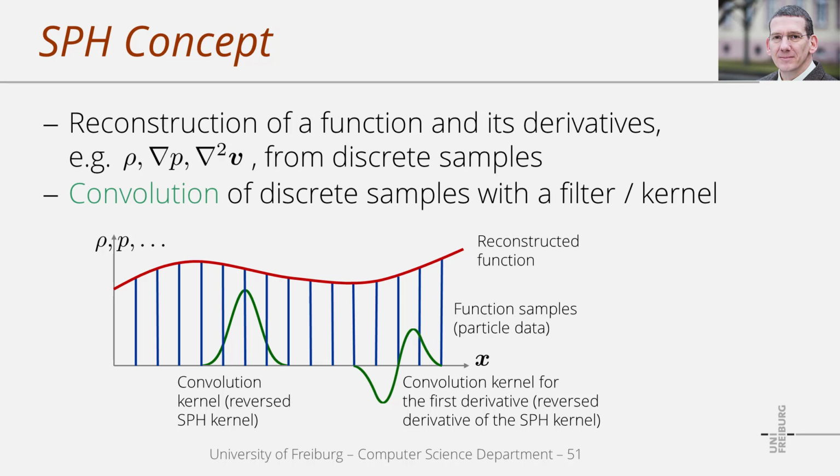So when we take the Gaussian function, slide it over all positions and compute a weighted average of the samples at each position where the weight is given by the Gaussian, then we get the reconstructed function shown in red. Now interestingly, the convolution can also be performed with derivatives of the Gaussian, where we would get a derivative of the function. So if the blue samples represent pressure values and we compute the convolution with the first derivative of the Gaussian, also shown in green in the illustration, then we get the first derivative of the pressure, which is the pressure gradient in 2D or 3D. That's the idea behind SPH.